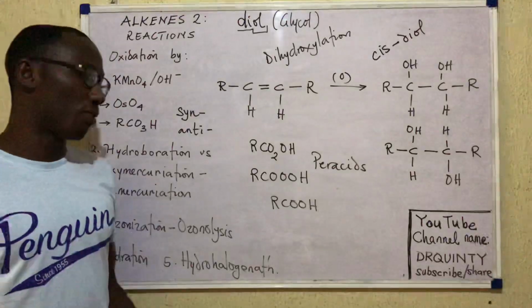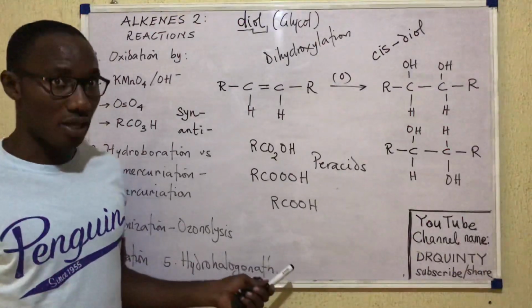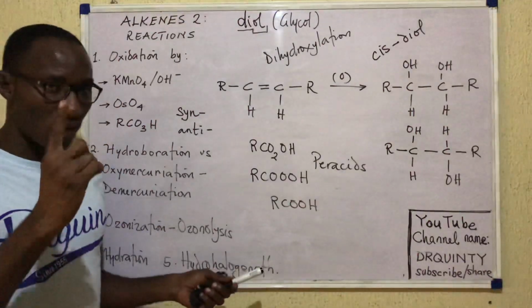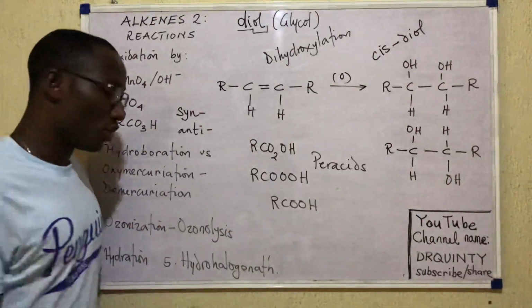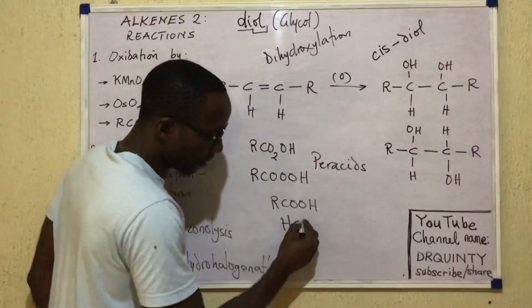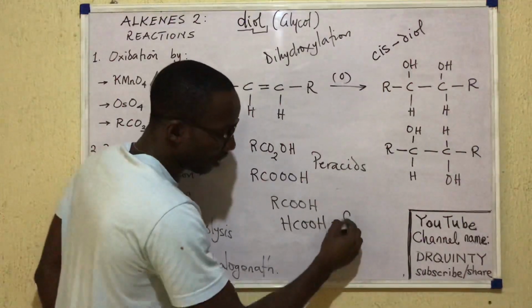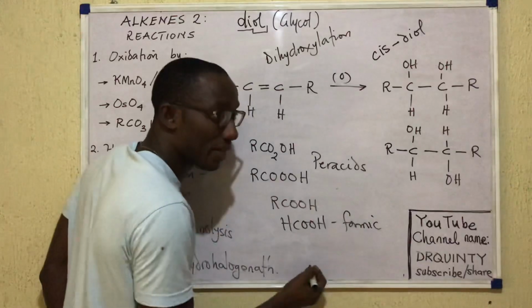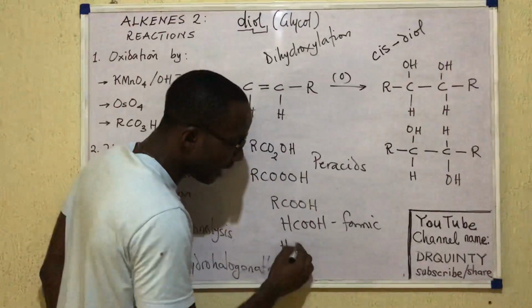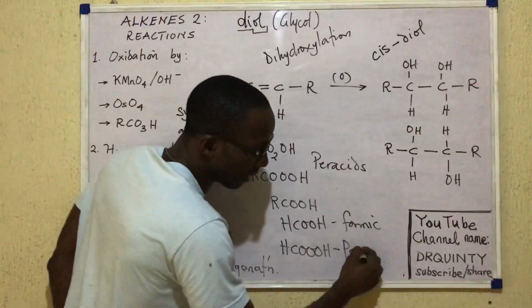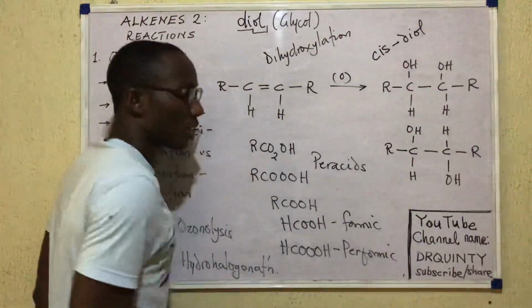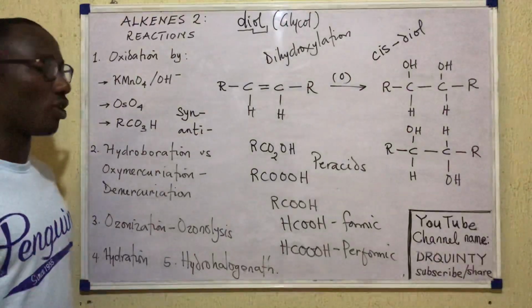RCOOH is the general formula for alkanoic acids. So peracids have an extra oxygen compared to the alkanoic acids themselves. So if I write HCOOH, for example, we say this is formic acid or methanoic acid. But HCOOH with an extra oxygen will be called performic acid. If you don't call it performic, you can call it permethanoic acid.